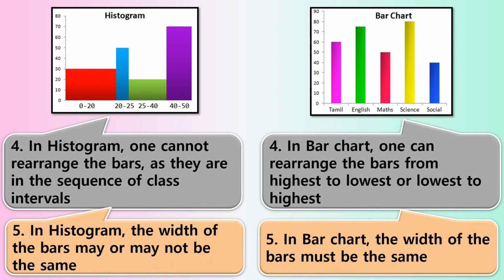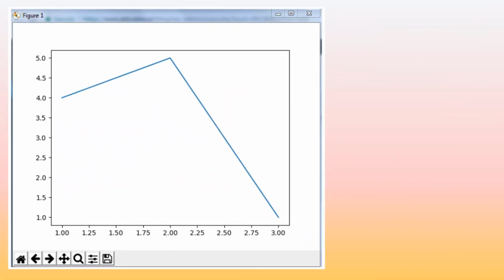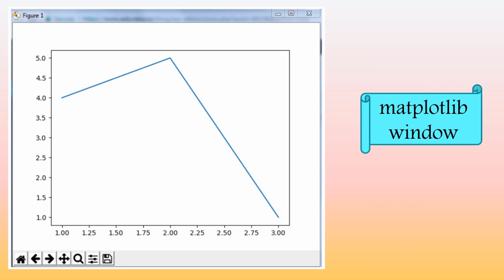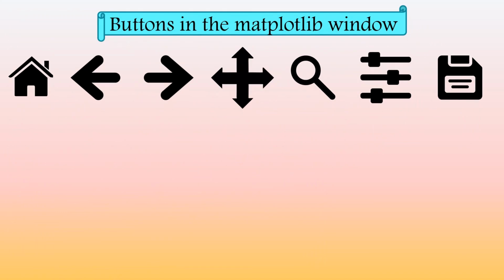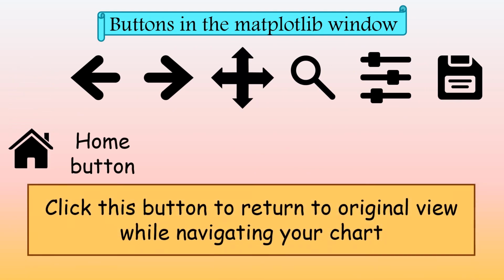Python displays the output of the chart in a separate window. Here you can see the output of a line chart. This window is called the matplotlib window. And here we have some buttons. These are the buttons in the matplotlib window. The first button is called the Home button. Click this button to return to the original view while navigating your chart.